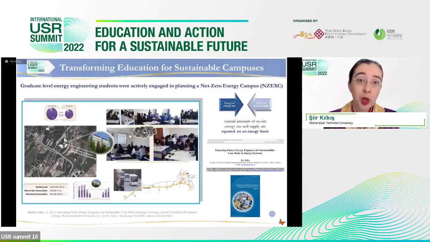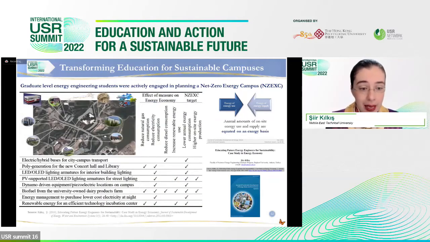Exergy, which you may know, is the quality of energy. So not only do we think about the amount of energy, but also its quality, for example, electricity is very high versus low temperature, low exergy. How these exergies can be matched on the campus to save energy, save exergy, and also CO2 emissions. So a net zero exergy campus is one that equates the annual amounts of on-site energy use and supply. So there might be some excess, but throughout the year it's balanced.